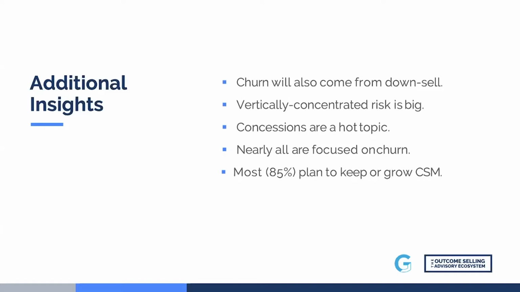The second thing is there are certain industries that are obviously way worse affected, like transportation and logistics. So if your product is very vertically oriented and sells into certain highly affected industries, that risk is that much bigger. And I mentioned concessions are a hot topic.